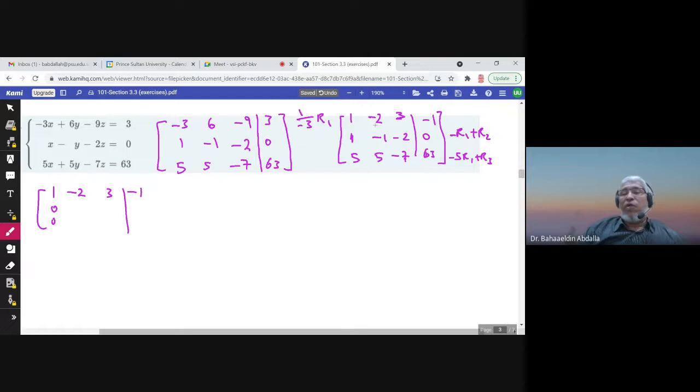Negative R1: 2 plus negative 1. Negative 3 plus negative 2. Negative 1 is 1 plus 0. Negative 5 plus 5, 0. 5 times 5, 10. Negative 5 times negative 2, 10. Minus 7, 3.